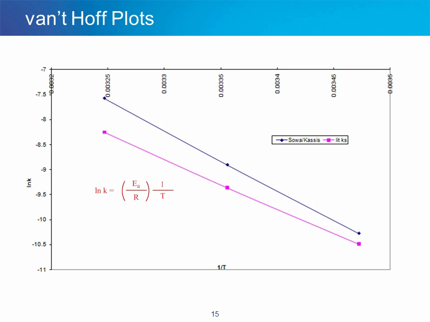This slide shows the van 't Hoff plots showing the effect of temperature on the rate of reaction. Also, we compare the student-generated data versus the literature data. Both data show nice linear correlations, reasonable agreement with each other, and from the slope of these lines, students can obtain the activation energy of this reaction.